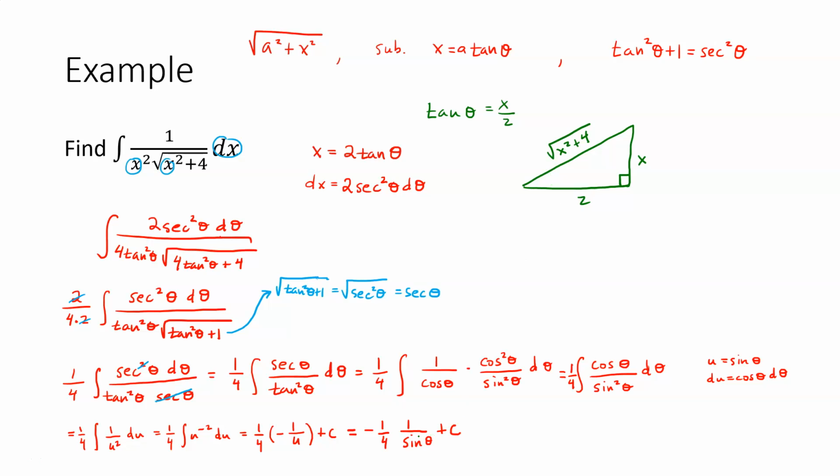So from there we can finish it out. The sine of theta would be opposite over hypotenuse, so 1 over, we'll flip it over, so hypotenuse over opposite, excuse me. Okay. So there we have it, negative 1/4 times the square root of x squared plus 4 over x.